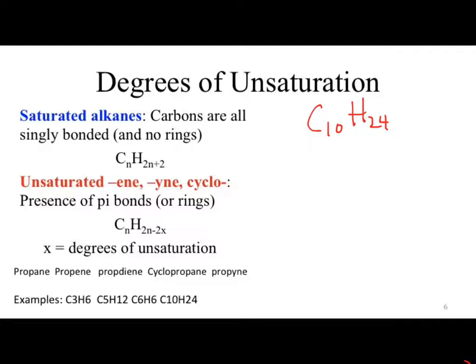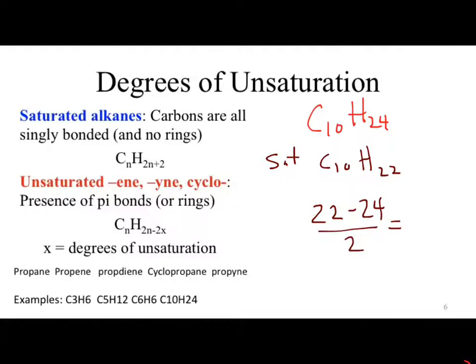Okay, if it's fully saturated, our first step is to look at our fully saturated situation. Fully saturated would say we have C10, N is now 10. 10 times 2 plus 2, we get 22. 22 minus the number of hydrogens in our structure, divided by 2, gives us -1. What does that mean?